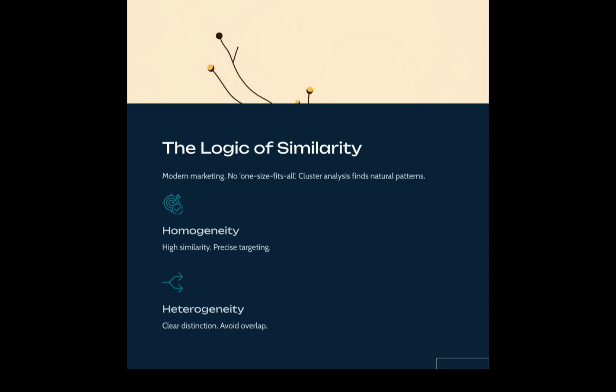In marketing, cluster analysis is commonly used to segment customers based on variables such as purchase frequency, spending behavior, recency of purchases, or engagement levels. And this allows firms to move away from a one size fits all approach and toward more tailored marketing strategies.